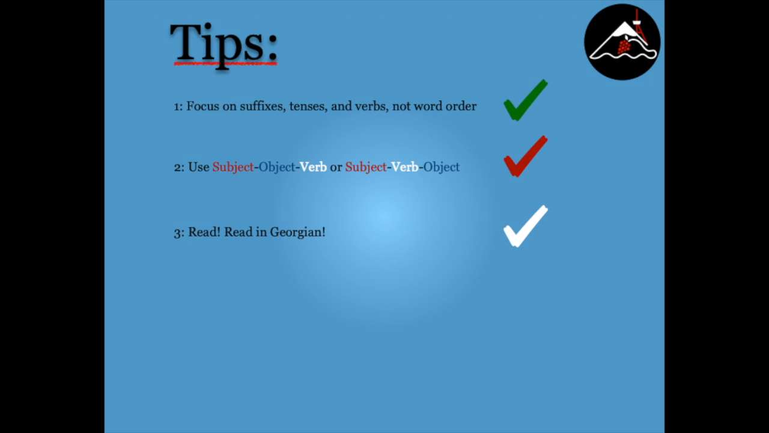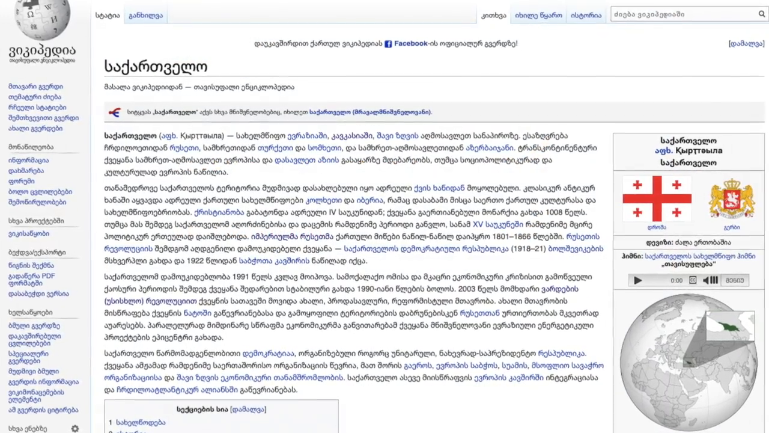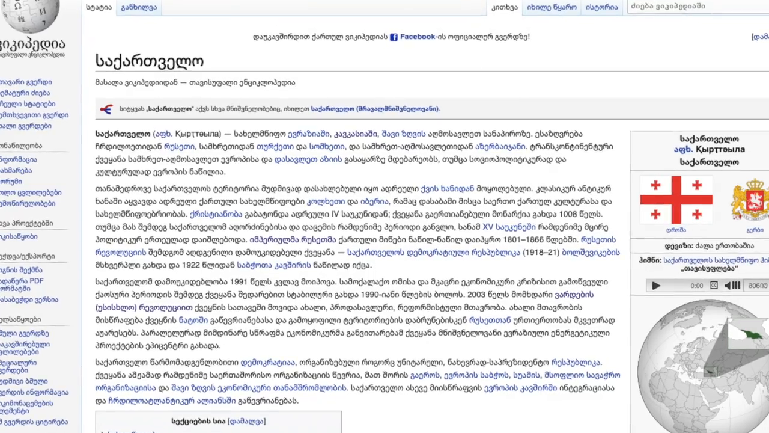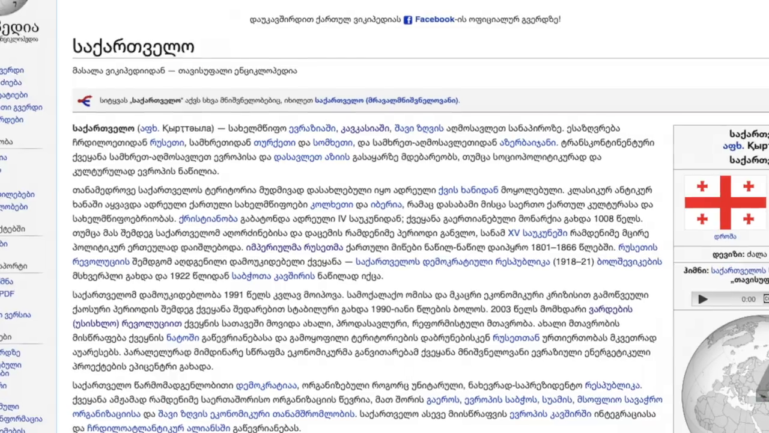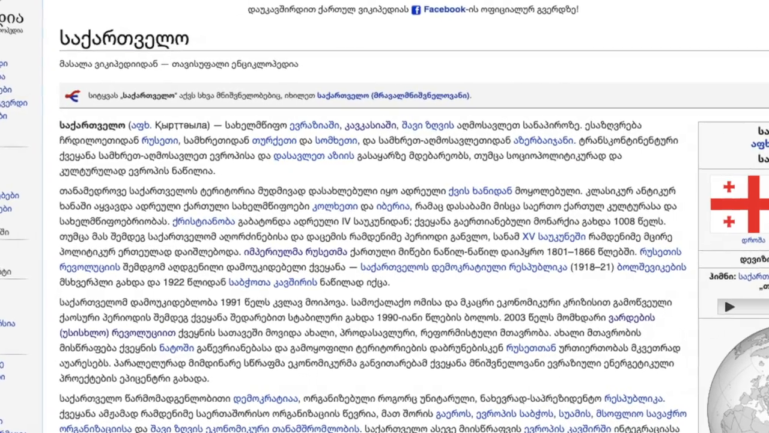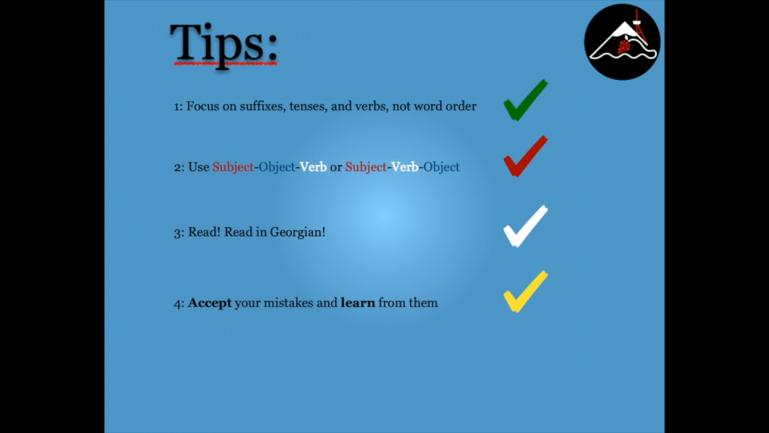Third, read. Read in Georgian. If you don't have access to Georgian books, read Wikipedia in Georgian. Read Georgian news. It might not be your literature of choice, but it will help expose you to Georgian grammar and vocabulary. Look up words you don't recognize and pay attention to grammar structures. Fourth, learn through practice, and this includes making mistakes. After all, mistakes are inevitable, but that's a part of learning.